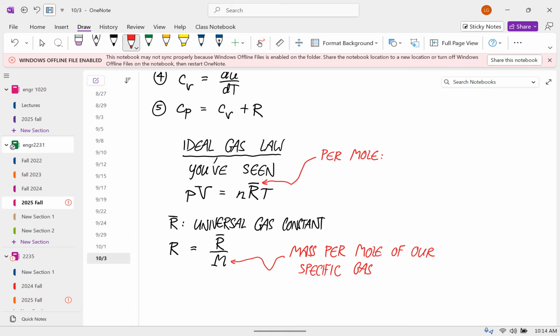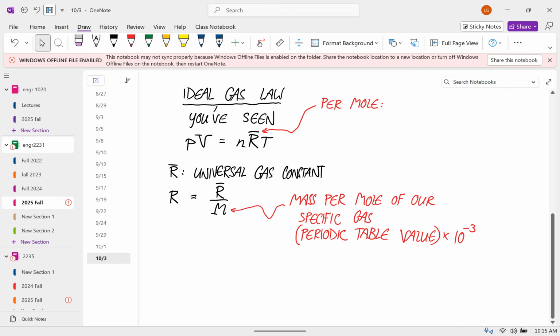So you can read this off of the periodic table. You can think of this as the periodic table value times 10 to the minus third. That's because the periodic table tells you the number of grams per mole for a substance. We want kilograms per mole because we want SI units. And a mole is 6.022 times 10 to the 23rd molecules of whatever gas you have.